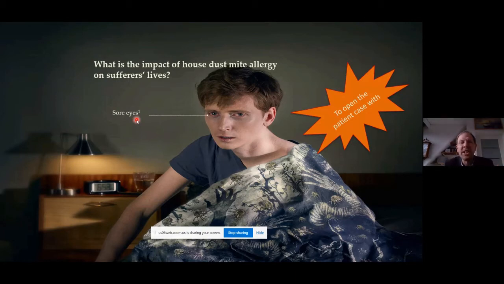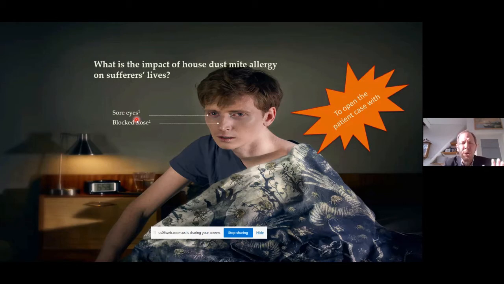But this is not the leading symptom. The leading symptoms are the nasal symptoms. It's the blocked nose. And a blocked nose, and this I can tell you as an ENT physician, there are so many reasons for a blocked nose. And this means it's really, really difficult to diagnose house dust mite allergy.